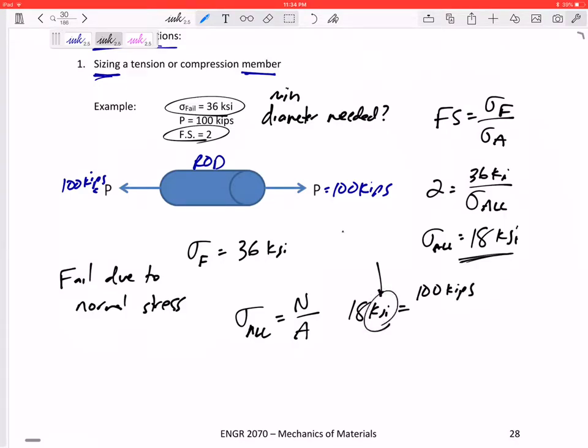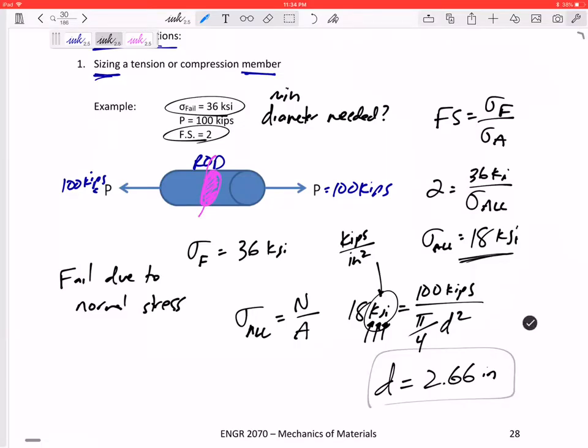And KSI is just kips per square inch, right? Kips per square inch. So I've got to make sure my units on the left-hand side equal the units on the right-hand side. This is 100 kips per square inch. So this is a circular rod. The normal area, if it's going to fail, this circular cross-section is the failure area. So this would be pi by 4 diameter squared. So I can solve for the diameter. The diameter would be 2.66 inches.